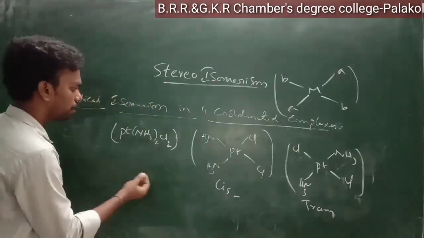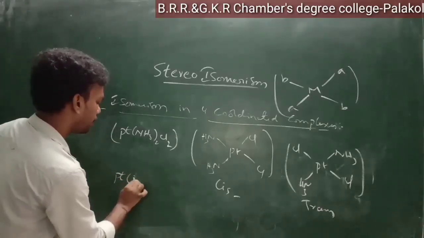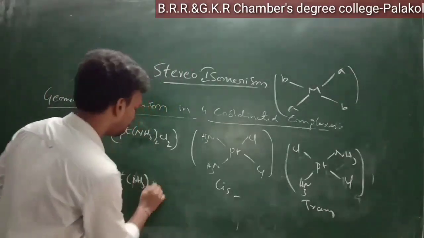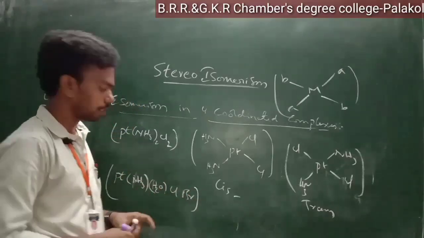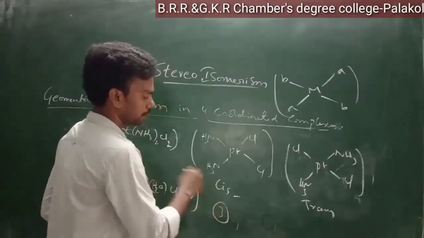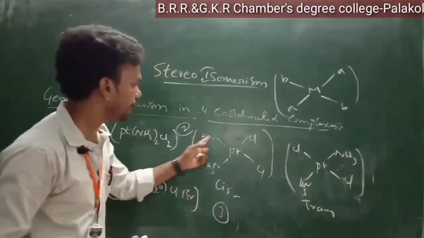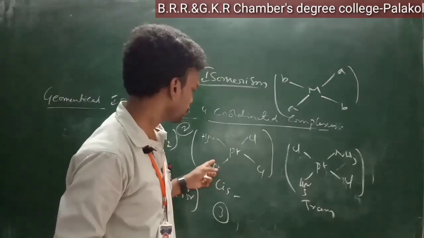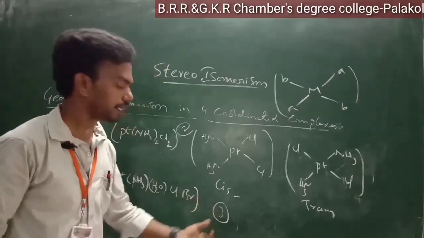And the next, if we discuss platinum NH3, the example for MABCD, 4 ligands are different. NH3 H2O Cl Br. Okay, so 4 ligands are different. So this complex shows 3 geometrical isomers. The earlier complex shows 2 geometrical isomers. Sorry, 4 ligands are different here. They show 3 geometrical isomers.